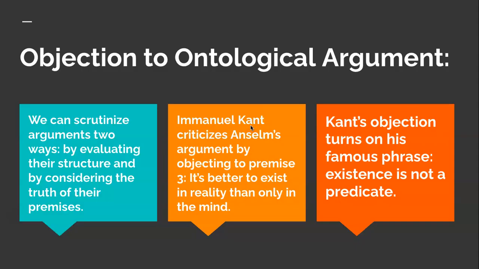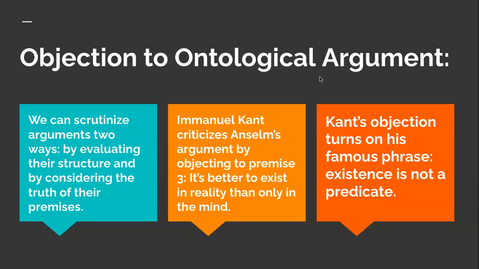All right, let's look at an objection to Anselm's ontological argument. We can scrutinize arguments two separate ways, by evaluating their structure and by considering the truth of the premises. So arguments might fail because their structure is bad, and arguments might fail because their premises are false. Kant is going to criticize Anselm's argument by objecting to premise 3. Premise 3 says it's better to exist in reality than only in the mind.